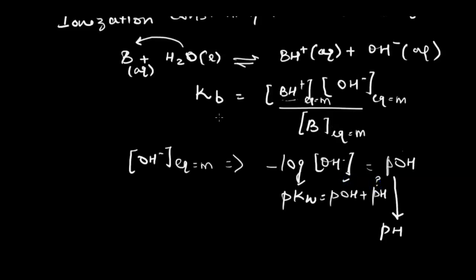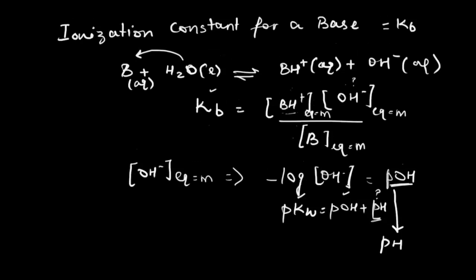So we can use this formula to either get the value of Kb if we are given the equilibrium concentrations of these three entities, or if we are given the Kb value and these two entities, then we can find the OH negative ion concentration. Once we know that concentration, we can get the value of pOH, and then from pOH we can get the value of pH. Let's understand all this with an example.